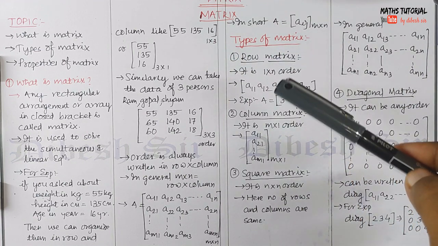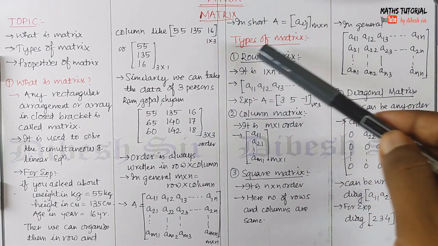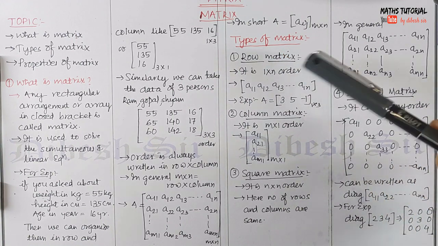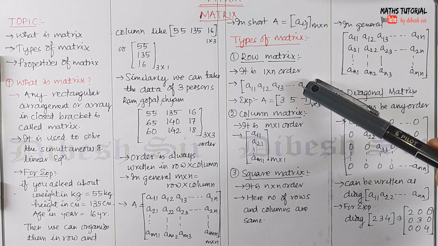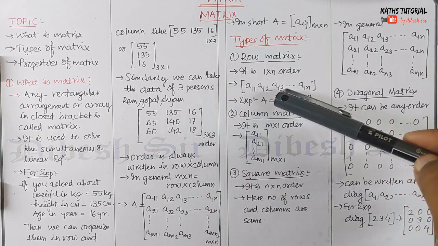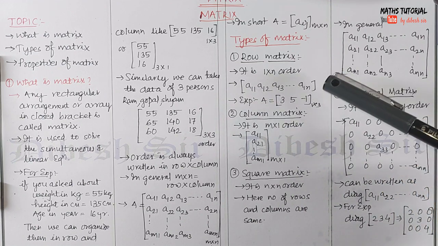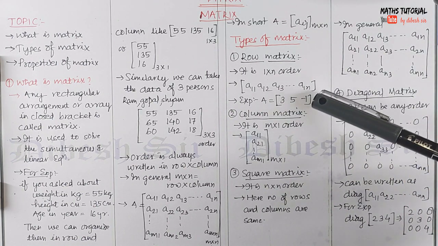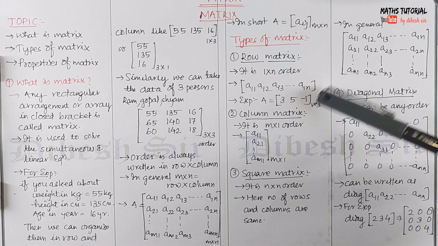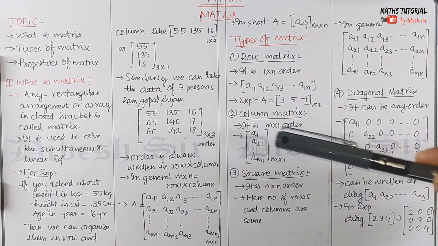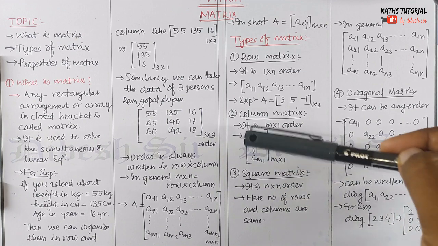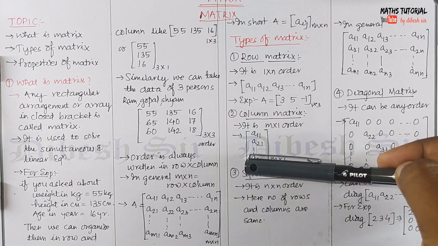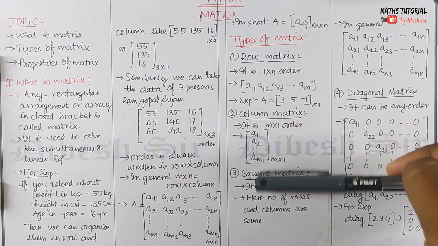Next, types of matrix. There are different types of matrix. First is row matrix. It is of 1 cross n order, meaning it has 1 row and n columns, and can be written as a11, a12, a13 up to a1n. Example, A is equal to [3, 5, minus 1], 1 row, 3 columns. Next, column matrix, it is of m cross 1 order, meaning m rows, 1 column. It can be written as a11, a21 up to am1.